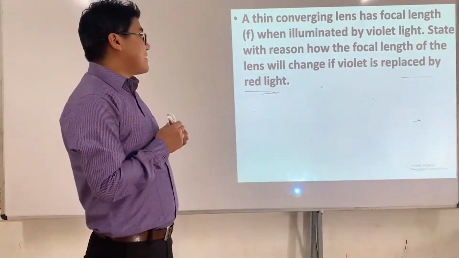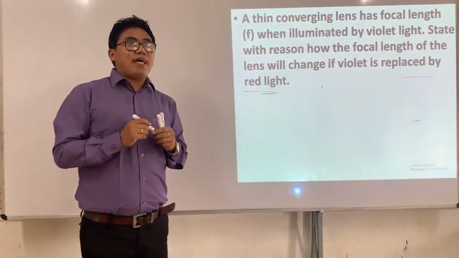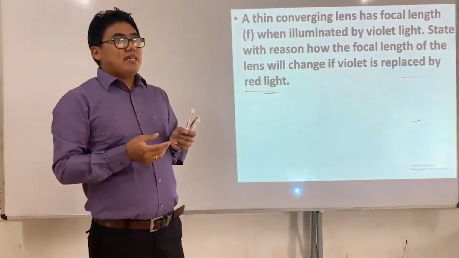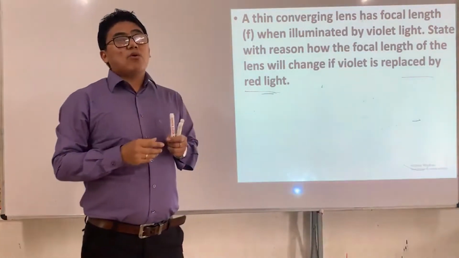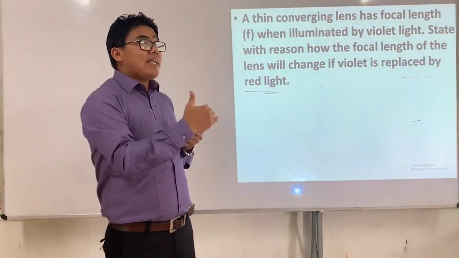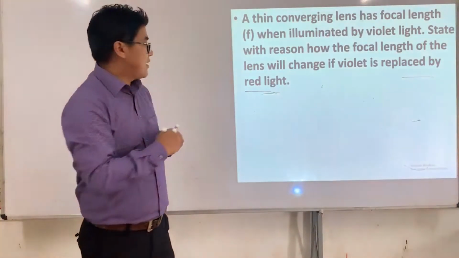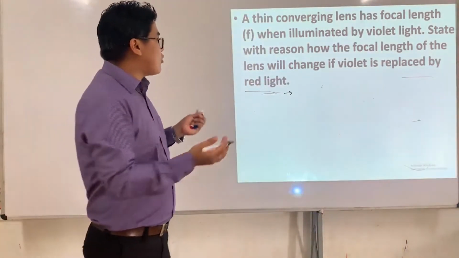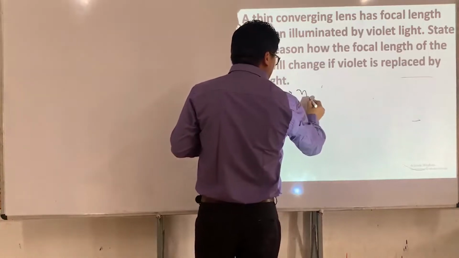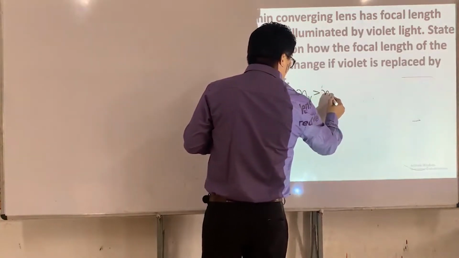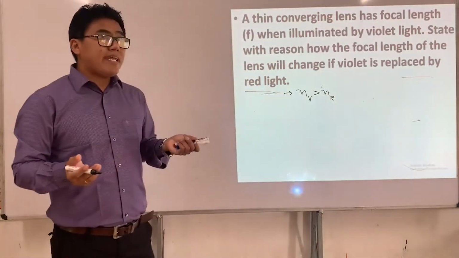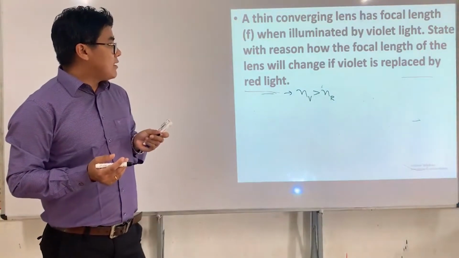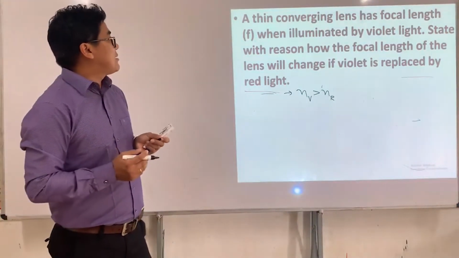So violet and red. We learned last time that when violet light passes through glass or a lens, and when red light passes through glass or a lens, the refractive index of violet light is different from the refractive index of red. We know that the refractive index of violet is more than the refractive index of red. That you should know. Why? Because the bending is more for violet than red.